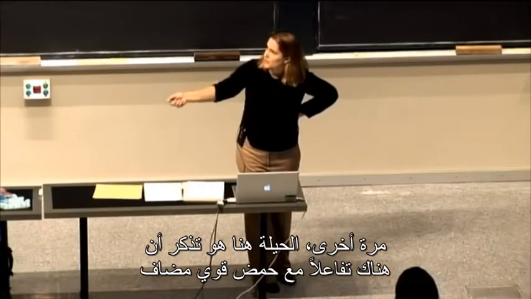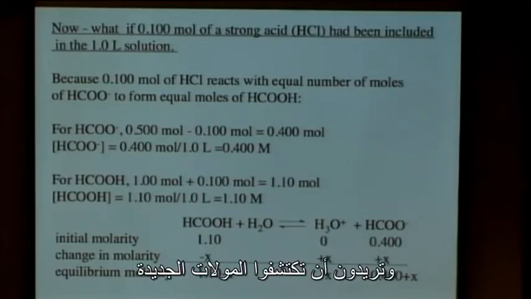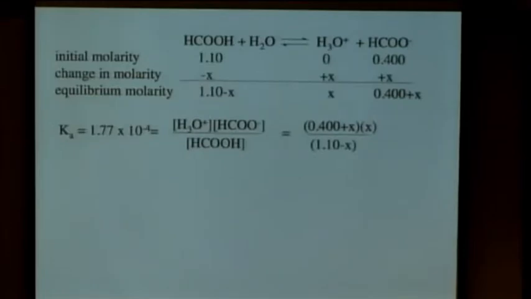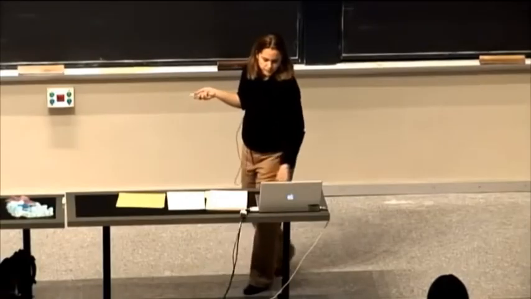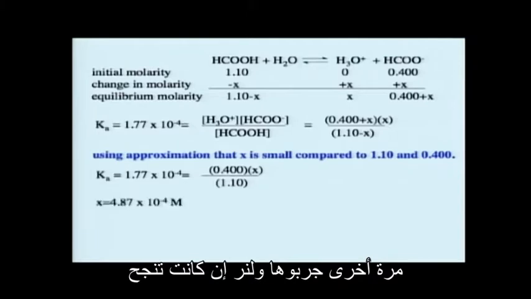So again, the trick here is just to remember that there's a reaction with a strong acid that has been added, and you need to figure out the new molarities and then go back to your equilibrium table with those new molarities. So here we can set up the Ka again and do the same problem that we did before. And we can make the assumption again that x is small, try it out and see if it works.